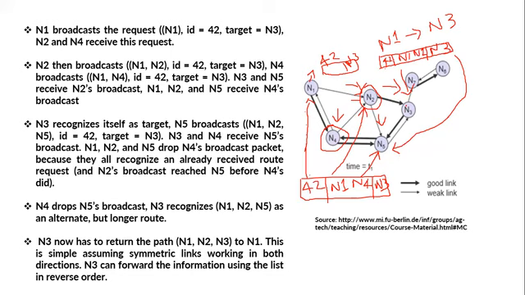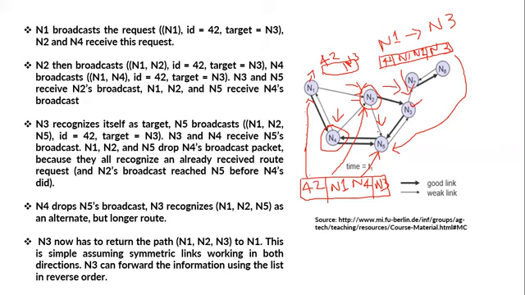When the packet reaches N3 from N2, N3 will know this is the target. Just follow the algorithm. First, N3 will check whether it's a duplicate packet. No, it's not a duplicate packet. Is this the destination? Yes, this is the destination. So the packet has reached the target. That's it, done. It will stop here.